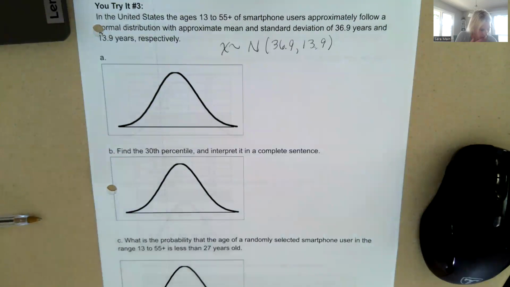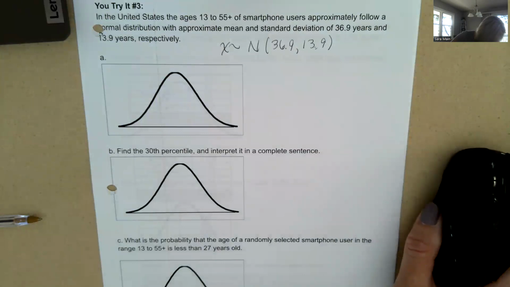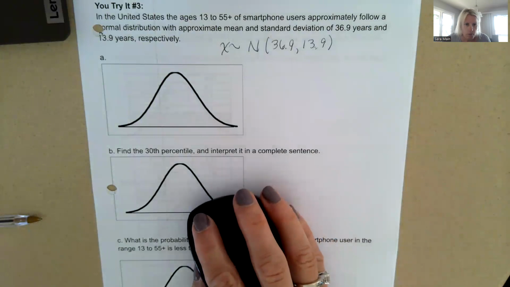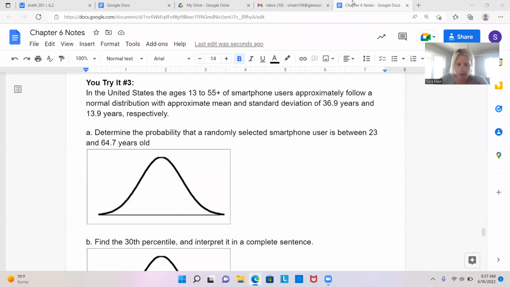Question A: we're looking at determining the probability that a randomly selected smartphone user is between 23 and 64.7 years old. So we're going to draw that on our picture first. The mean is 36.9, which is between those two ages. So I'm just going to draw a dot for my mean, 36.9, and then a line on the left for 23, and then a line on the right for 64.7.